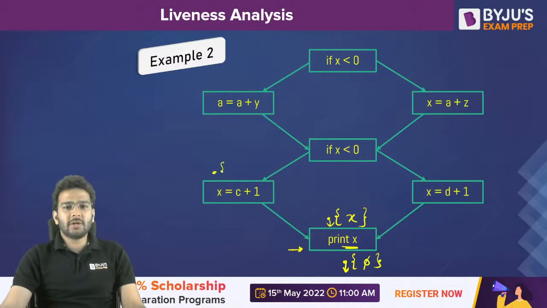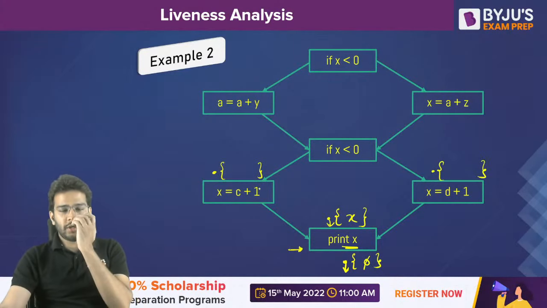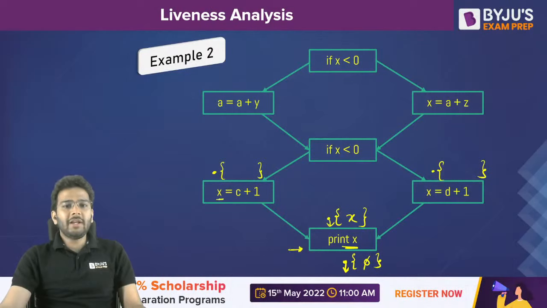Let's talk about the inset of this. So if you find out inset of these two, here we are writing into x. So x cannot be a live variable at this point, because first we are writing, then we are reading from here. But C can be your live variable here. Similarly, if you talk about this one, we are writing first into X, then we are reading from here. So X cannot be a live variable, but D will be your live variable.